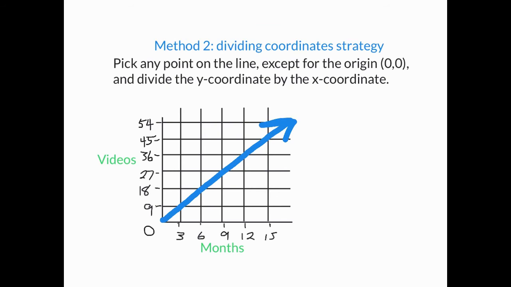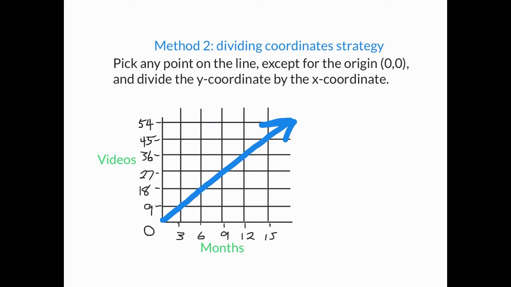Now, what if we are not lucky enough to have a 1 on the x-axis? You can see in this case, there is no 1 on the x-axis. So we can't use the 1R strategy. Luckily, there is another strategy we can use, which is the dividing coordinates strategy.